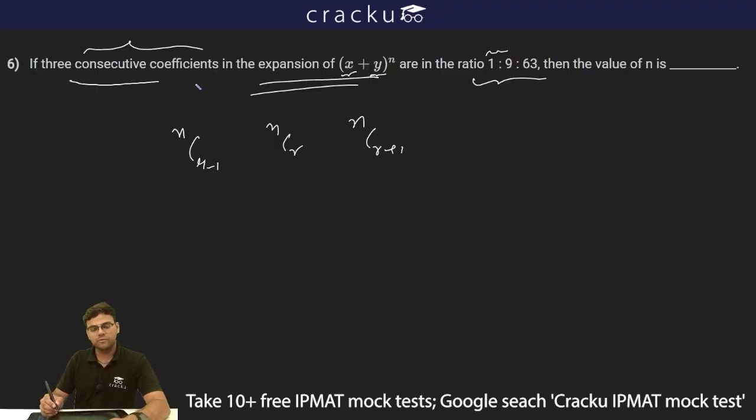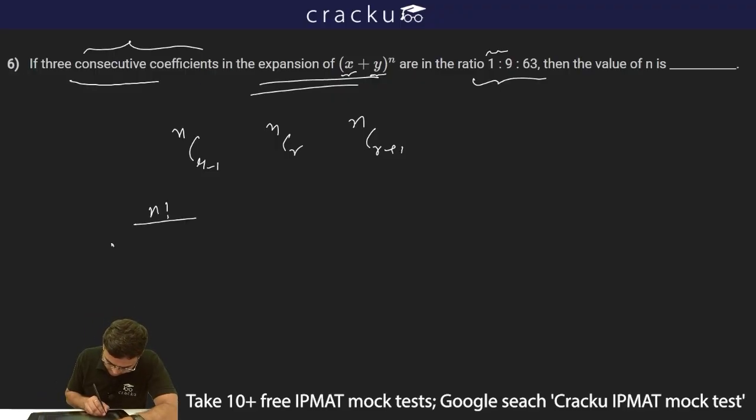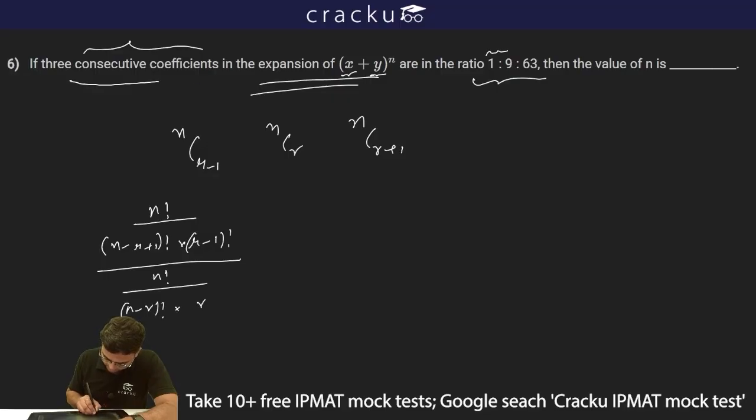The ratio of the first two coefficients is 1:9. So I can write n factorial upon (n minus r plus 1) factorial into (r minus 1) factorial divided by n factorial upon (n minus r) factorial into r factorial. This will be equal to 1 upon 9. This n factorial and n factorial get cancelled. This will be only r, and this will be only n minus r plus 1.